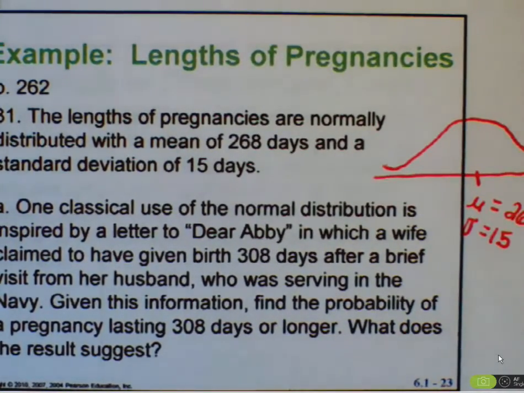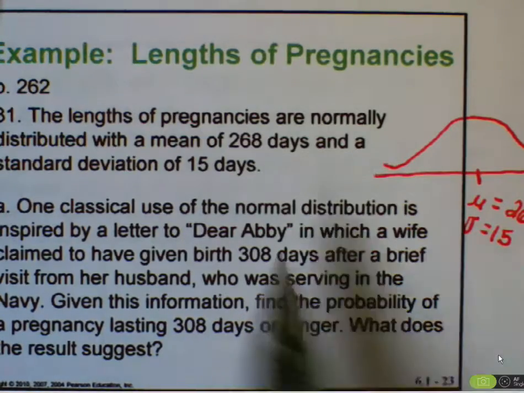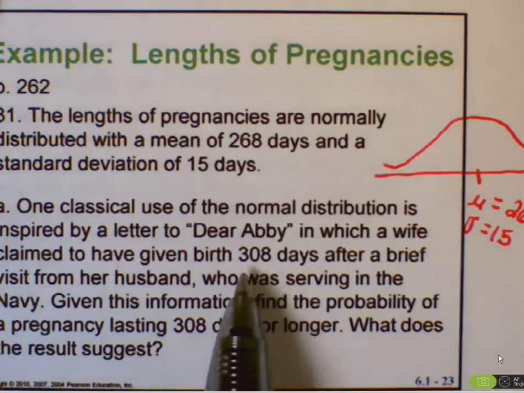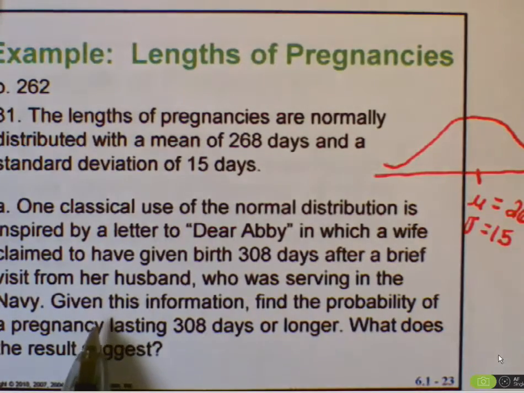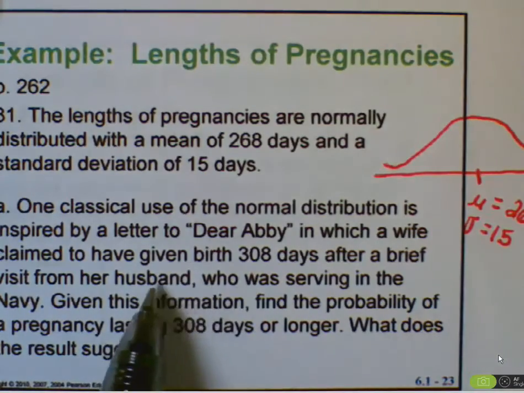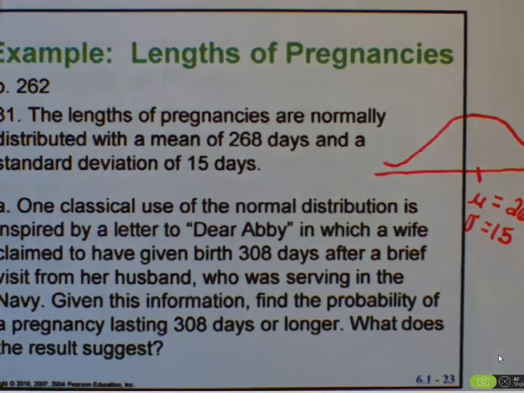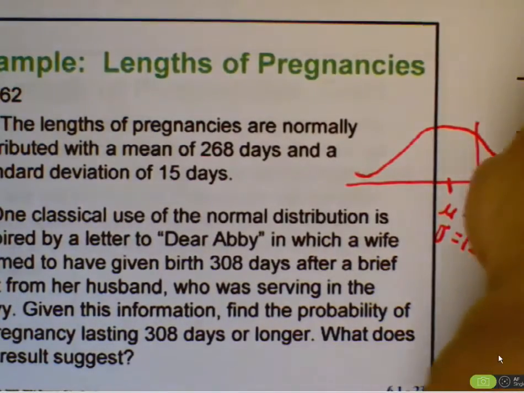And the A part says one classic use of the normal distribution is inspired by a letter to Dear Abby, in which a wife claimed to have given birth 308 days after a brief visit from her husband who was serving in the Navy. Now, that is 40 days longer than the average pregnancy. So what we're trying to find out is what's the probability that she actually got pregnant when her husband was home from the Navy and had a pregnancy that lasted 308 days or longer. Well, 308 days is definitely to the right of the mean.